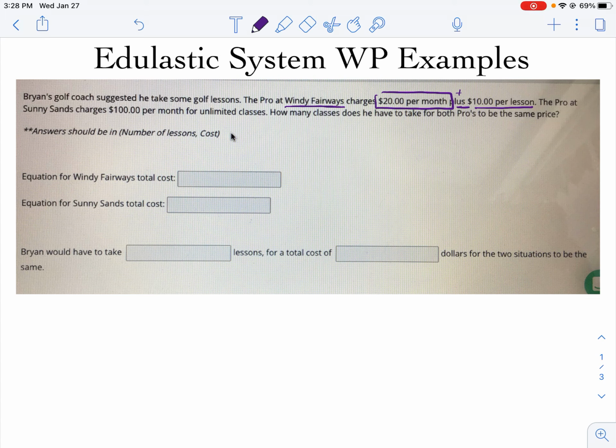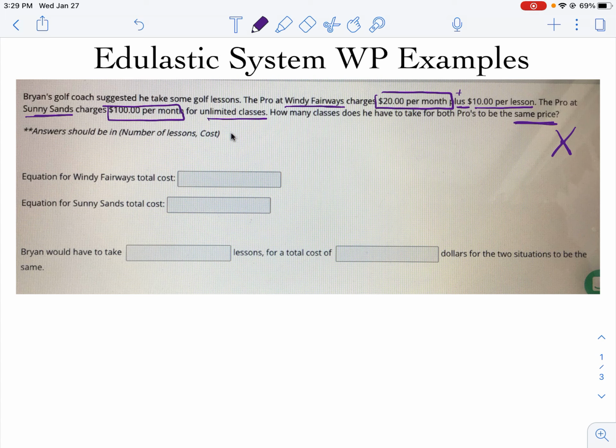The pro at Sunny Sands, so there's another place, charges $100 per month for unlimited classes. How many classes does he have to take for both pros to be the same price? We're looking for when they're equal. So when we're thinking about systems, if we were to graph something, we're thinking about where they intersect, okay, or when the same thing makes both equations true.